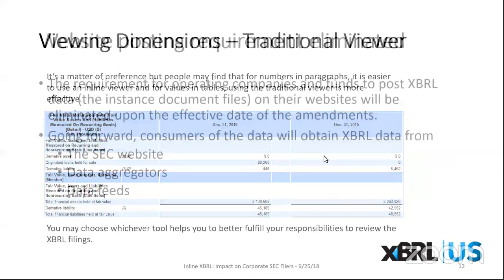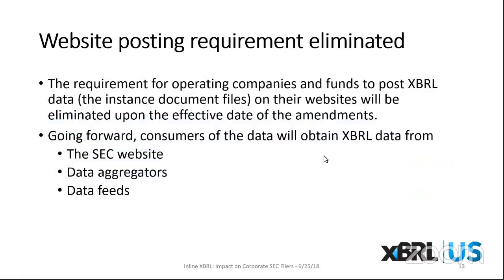Moving on to the next slide, we're going to go to my second topic, which is one of the changes that was written into the rule, which has to do with the website posting requirement. For the last several years, companies have been posting the instance document files to their website and making them available for download so that investors or other users of the financial data could download the raw data from your website. Over time, we found that consumers of data have generally not been going to company websites to download the files, but either downloading them en masse from, say, a third-party provider of the data, perhaps another hosting service, or perhaps the SEC website.